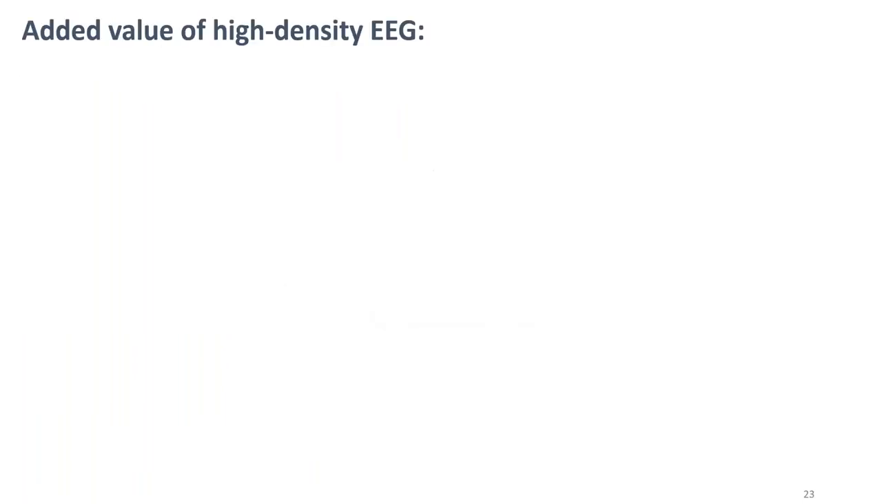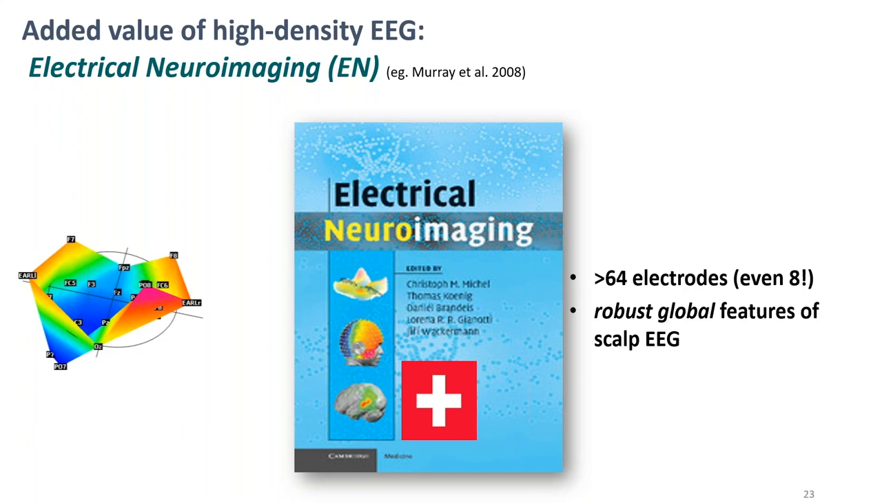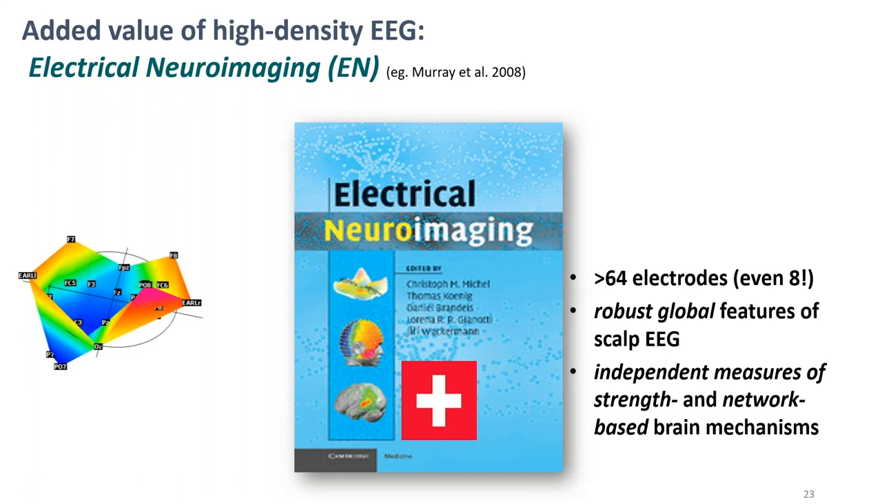So there's certainly an added value of high-density EEG, which is our ability to use the so-called electrical neuroimaging approach. This approach was developed here in Switzerland in the 1980s. And what does it consist of? Its benefits are typically visible when we use high-density caps, more than 64 electrodes, but we can also get pretty good results even with 8 electrodes, as has been shown. It focuses on robust global features of the scalp EEG, and it offers independent measures of both strength and network-based brain mechanisms.